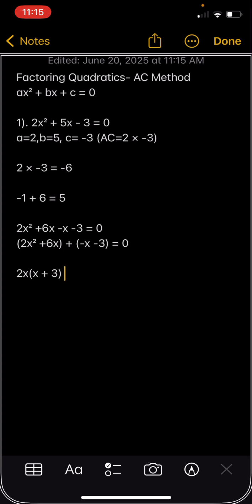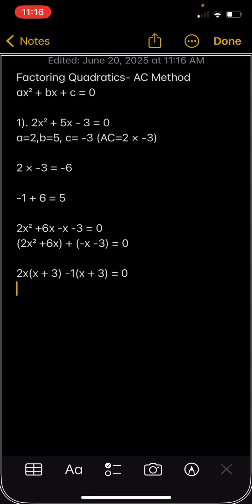The second bracket, let's be a little careful with this one. We have a negative x and a negative 3. The only thing common here is a negative 1. And negative 1 will go into negative x and leave us a positive x. Negative 1 will go into negative 3, a positive 3 times. So the two GCF, 2x and negative 1.